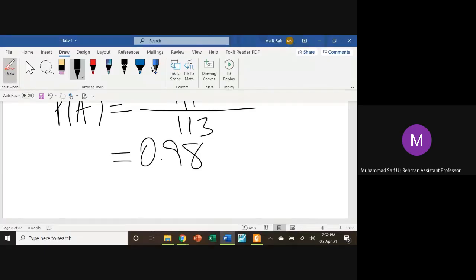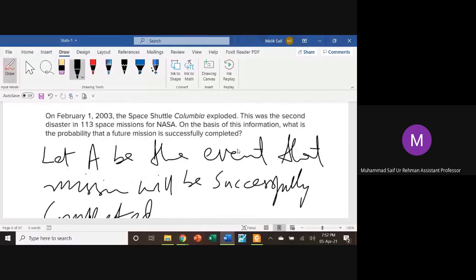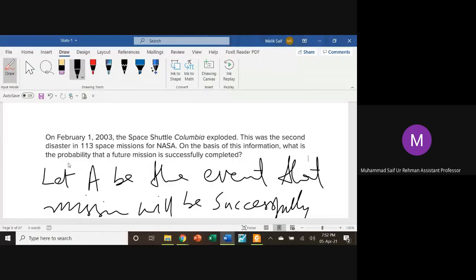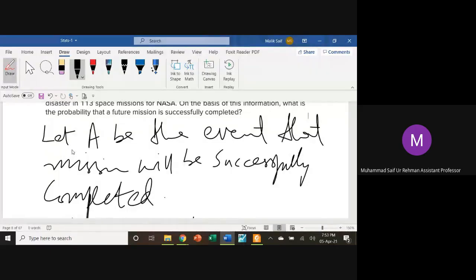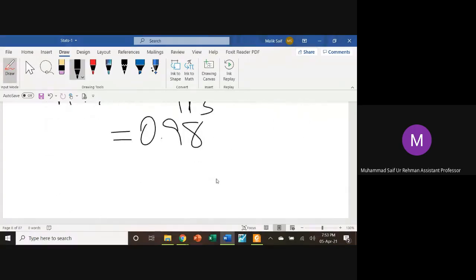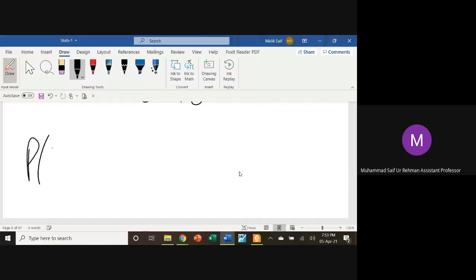Right? And if the question was, what is the probability that the mission will fail? Let us say I'm going to rephrase this question. Now the question is, what is the probability that the future mission will fail? So you will take help of the past experience. Twice the mission failed out of 113 missions. So in that case, again, you will define the event. Let B be the event that the next mission will fail. First of all, you will write that statement, and then you may find the probability of B.